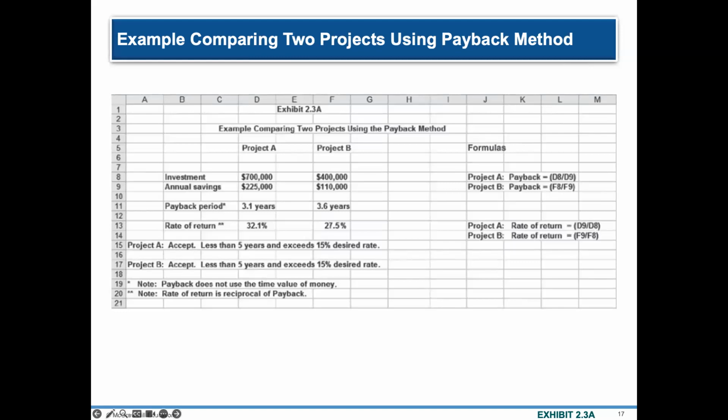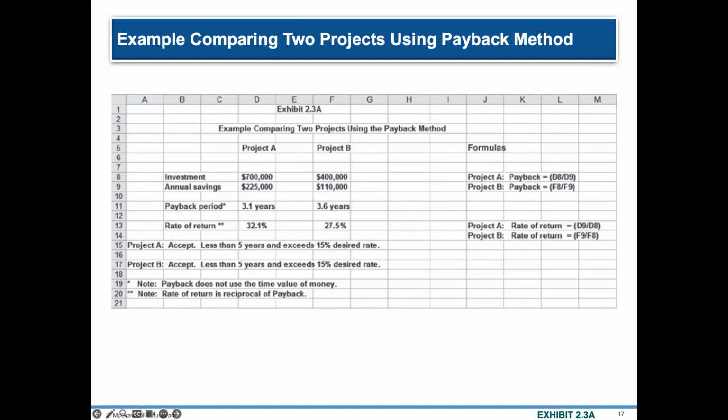$225,000. So if you divide 700K, the amount you invested, by the amount you're actually expecting to receive, then a payback period is expected to be within 3.1 years. All right? And if we take a look at that, if we divide 225,000 by 700,000, the ROI or the rate of return on this particular investment is 32.1%. All right.